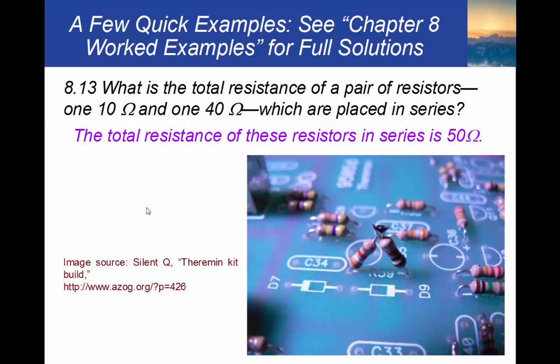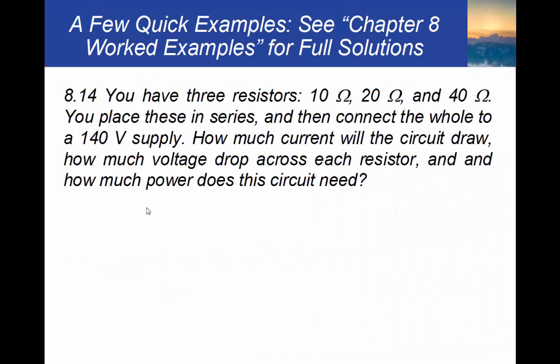Alright, so now let's look at another example, a slightly harder example. This time you've got 3 resistors, 10 ohms, 20 ohms, 40 ohms, and you're going to place these in series, and then you're going to connect the whole series to a 140 volt power supply. So the question is, how much current is this circuit going to draw, how much voltage drop is going to be across each resistor, and how much power does this circuit need? So that's a fairly complex set of questions.